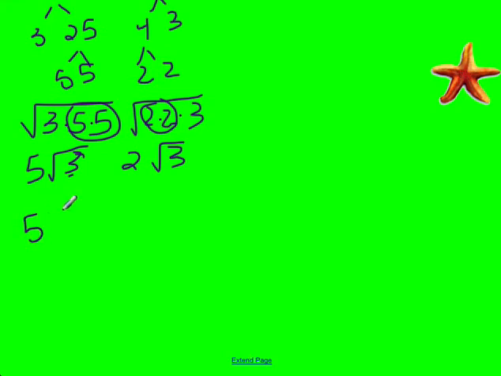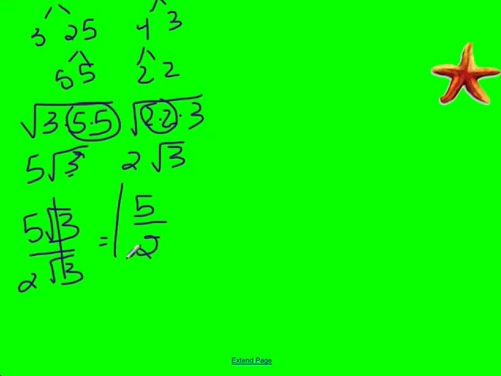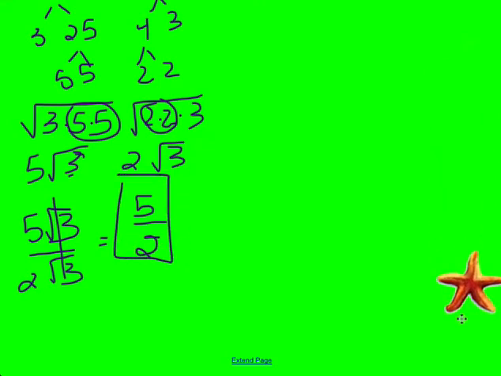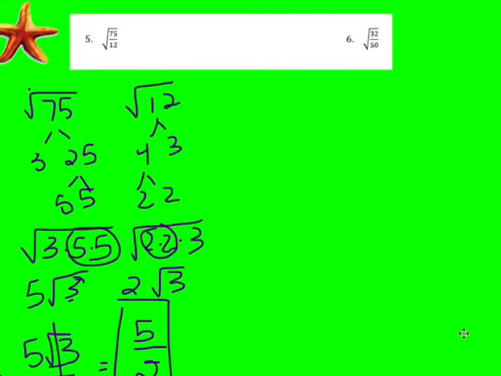So I have 5 square root of 3 divided by 2 square root of 3. So I'm going to cancel that out, and then I'm going to write the fraction 5 halves. And I do want you guys to actually write that out separately. I don't want you to just cross it off and then box your answer from there. So please make it nice and neat for me.